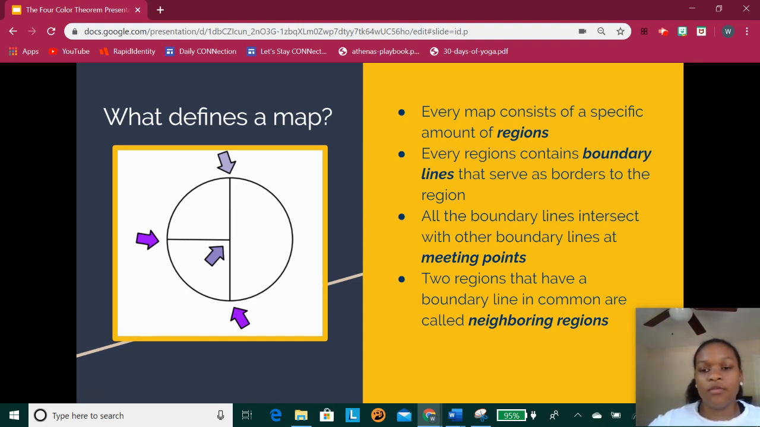Thirdly, all the boundary lines intersect with other boundary lines at meeting points. So if you look at the visual, those purple arrows are pointing out the 4 meeting points of that map. Fourth, 2 regions that have a boundary line in common are called neighboring regions. So basically, regions that are next to each other are called neighboring regions.